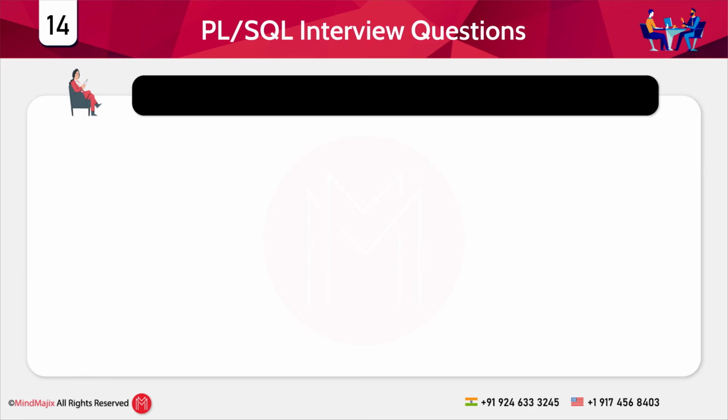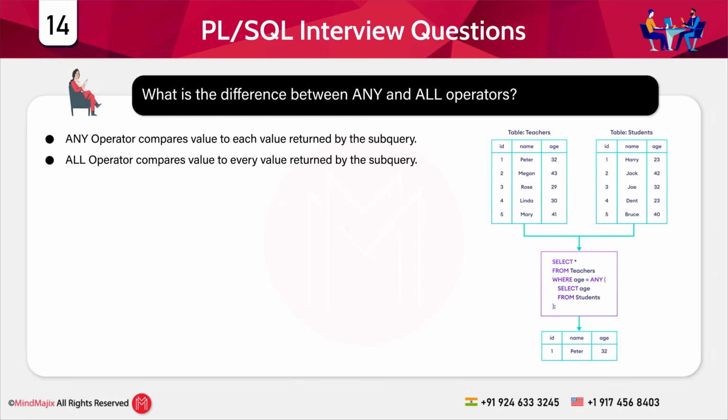The next question is, like in the previous question we discussed about any and all operators. The question says, what is the difference between any and all operators? The any operator compares value to each value returned by the subquery, and any operator has a synonym, the some operator. So greater than any means more than the minimum, less than any means less than the maximum, and equal to any is equivalent to the in operator.